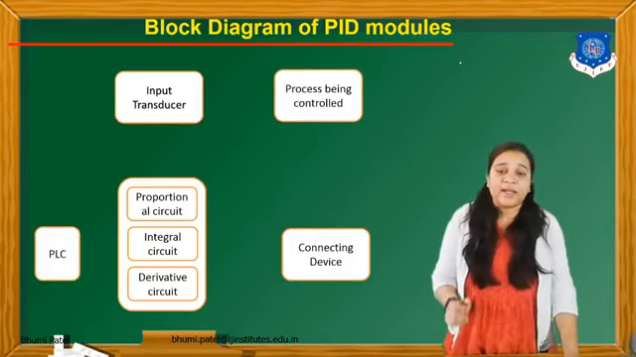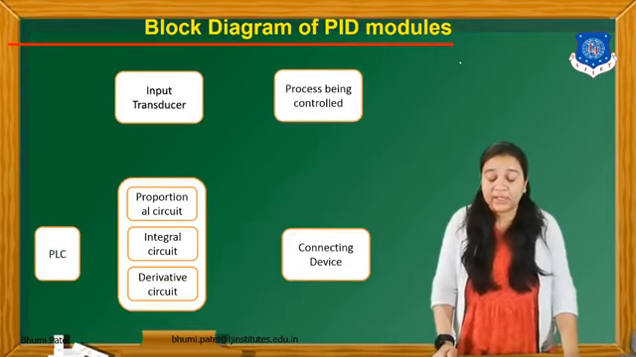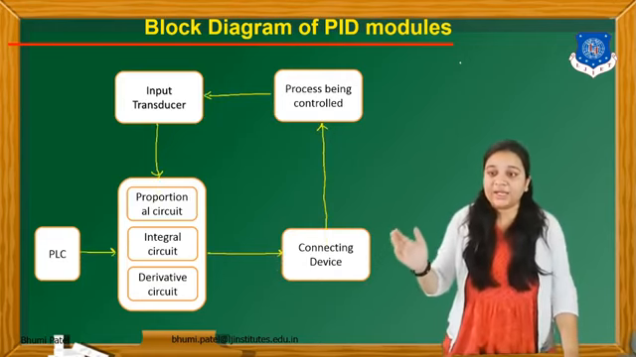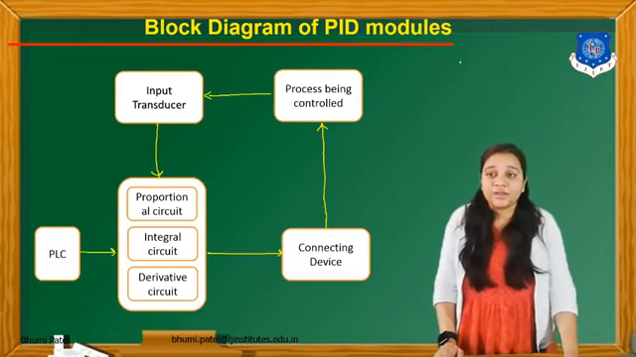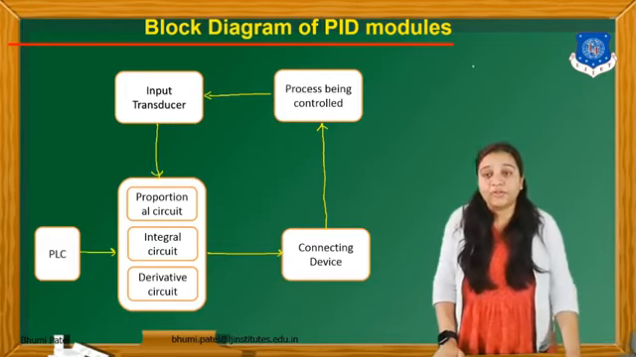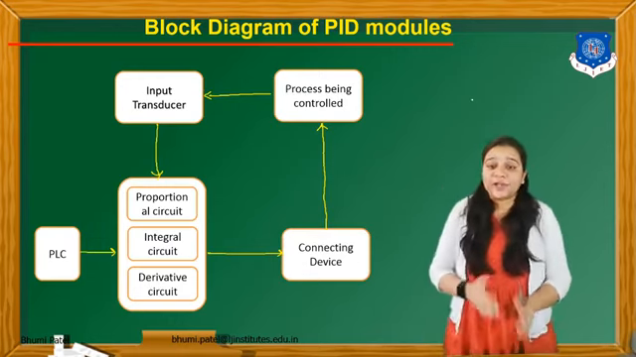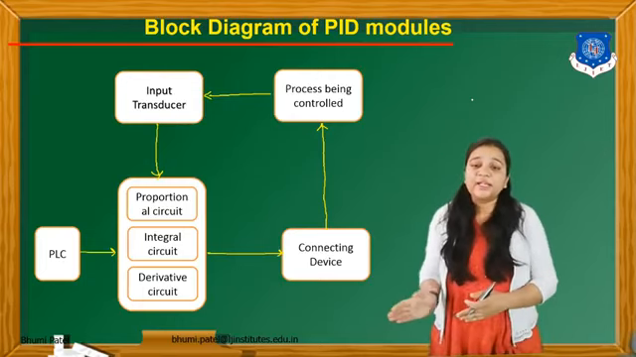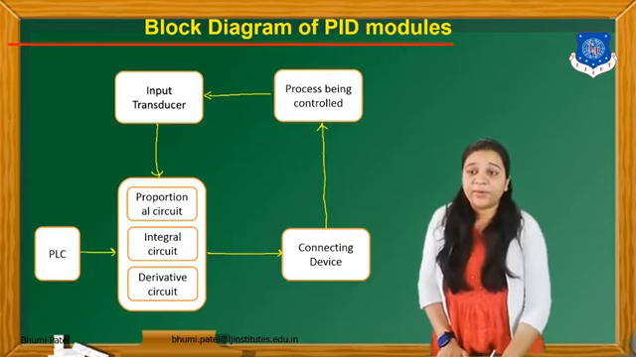Now the compulsory and must condition is that we connect this PID module with the PLC. First of all, we connect the PLC with the proportional circuit, integral circuit and derivative circuit. As you studied in the process control subject, how the proportional controller works, what the actual equation of the proportional controller is, and what the actual graph or output of the proportional circuit is. Using the PLC software or PLC programming, we can adjust the proportional circuit.